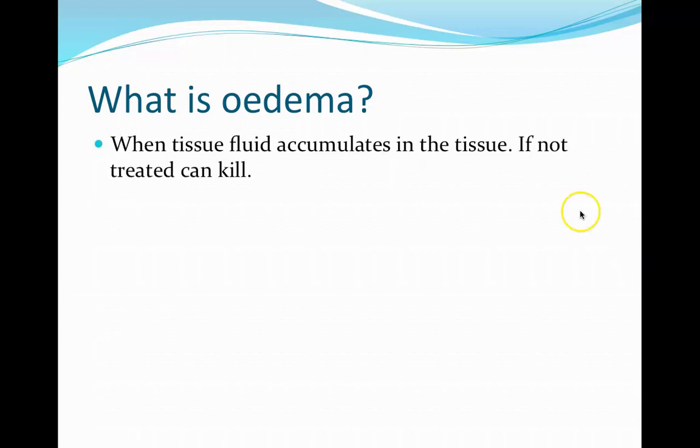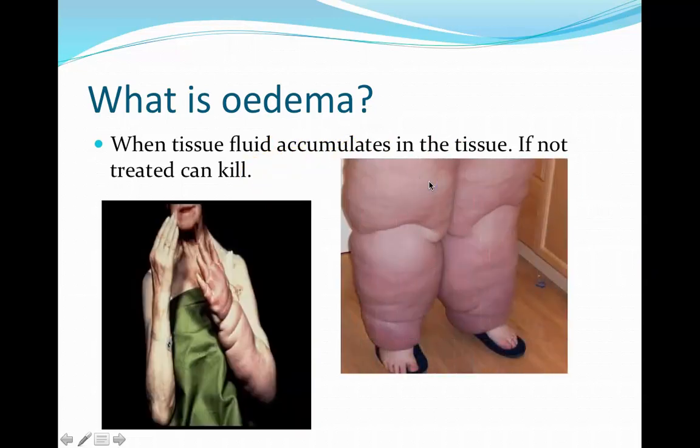Now, edema is when tissue fluid accumulates in the tissue, and if not treated, it can actually kill you. Now, here's some pictures of edema. You may have actually seen it before. So, this is edema. I actually think this one is photoshopped and this isn't correct, but you may have seen this occurring in certain people before. Now, this is all to do with the lymphatic system not doing its job properly. And this is that build-up of fluid that accumulates over time, and as it says, it is serious and it can kill you. And we're going through the process today of how we remove this so that we do not get edema.